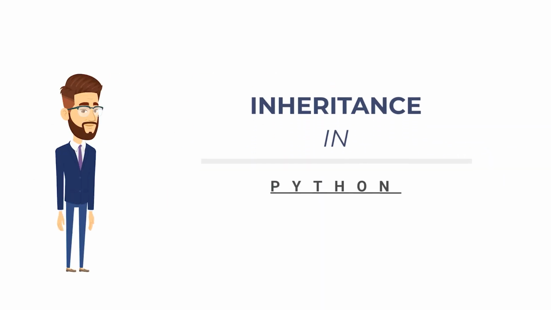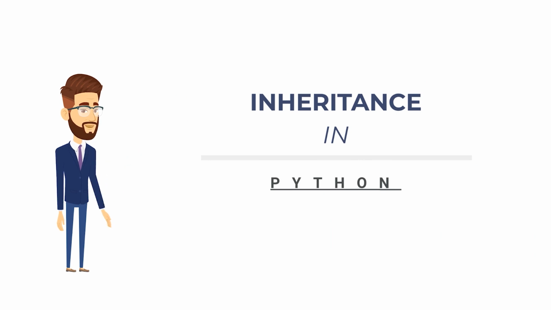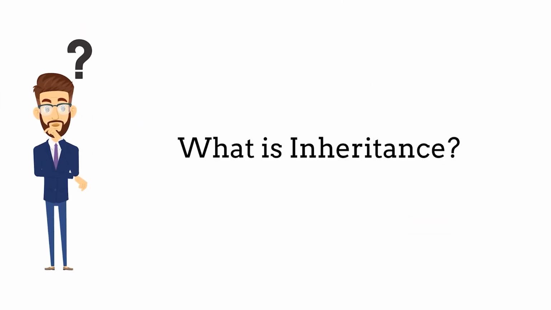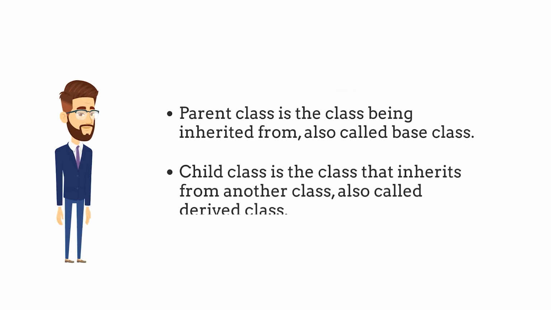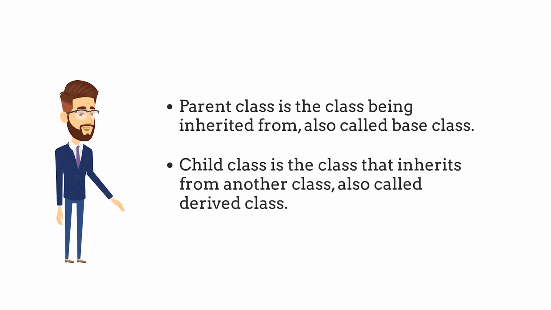First, inheritance in Python. You might be thinking, what is inheritance? Let's see what is inheritance. Inheritance allows us to define a class that inherits all the methods and properties from another class. In inheritance we have a parent class and a child class. A parent class is the class being inherited from, also called base class. And a child class is the class that inherits from another class, also called derived class.